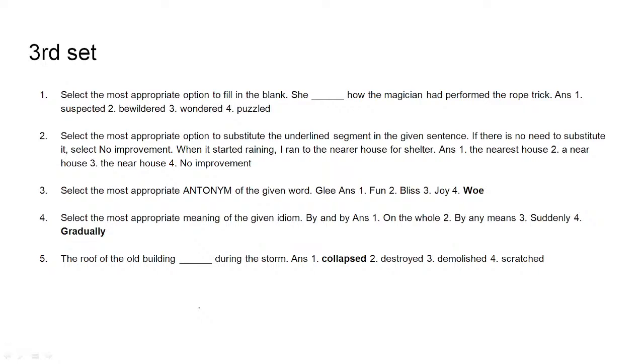Okay, number three, so we have come to our last set of questions. Here, you have to supply the correct adjective, sorry, a verb actually. Yes, but before that, there is a typing error over here which I would like to correct. Here it will be "she was" dash. So our correct verb has to be supplied. And what is that? She was dash, how the magician had performed the rope trick.